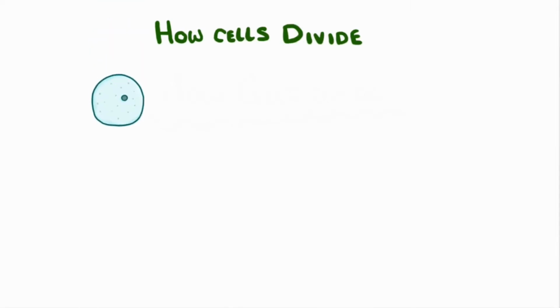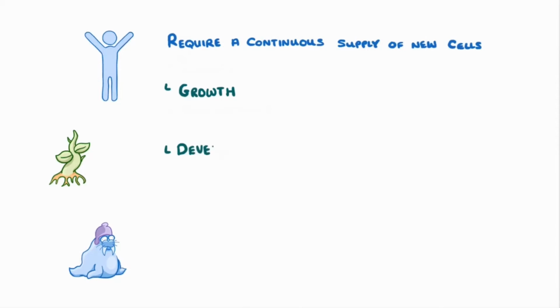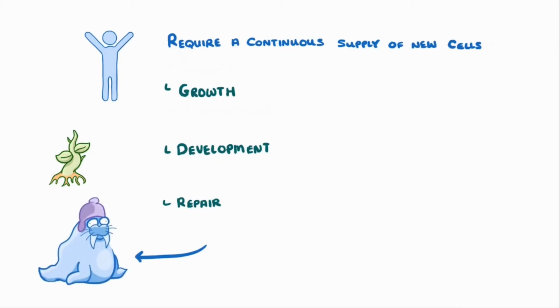In this video, we're going to take a look at how cells divide, and in particular at the role of chromosomes. All multicellular eukaryotic organisms, whether they're humans, plants, or walruses, require a continuous supply of new cells, which can be used for growth, development, and repair. This is particularly true for young organisms who need to grow in size. But it's also true for older organisms who must constantly replace lost cells. For instance, the skin cells, which continuously fall off our bodies.